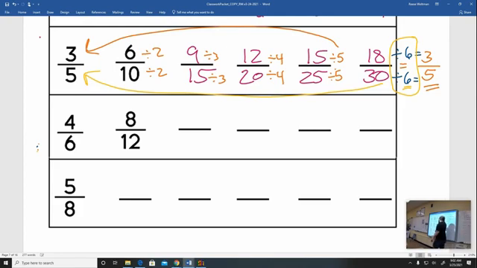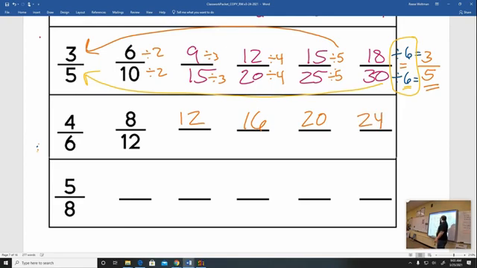Okay, guys, what's happening with our numerator here? What's happening there, Ariana? We're going up by 4, so what's the next one? What's our next one, guys? 16, 20. Everybody, what's next? 24.